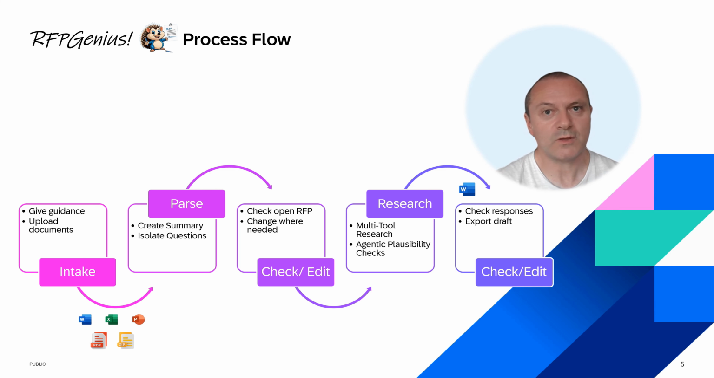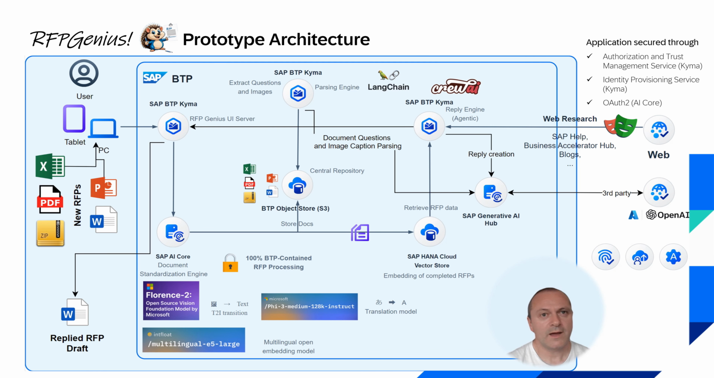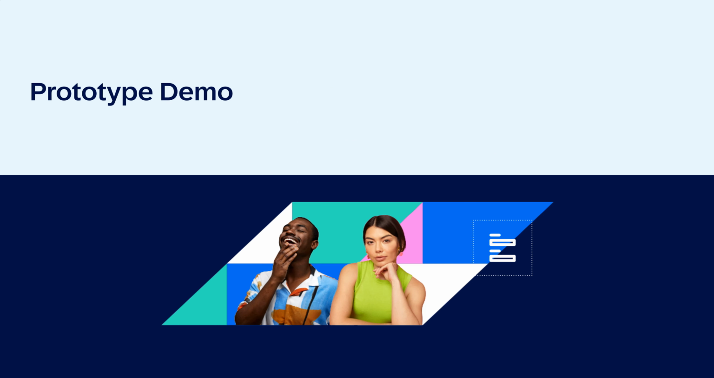The result can be edited and exported to a Word document. As architecture, we are using a mix of BTP Kyma Runtime, Object Store, SAP AI Core to host open source foundational models, Generative AI Hub, and HANA Vector Store for the reply creation, with the Python-based LangChain and CrewAI agentic framework, which can improve the RFP quality by cross-checking several possible replies. Now let's look into the demo.